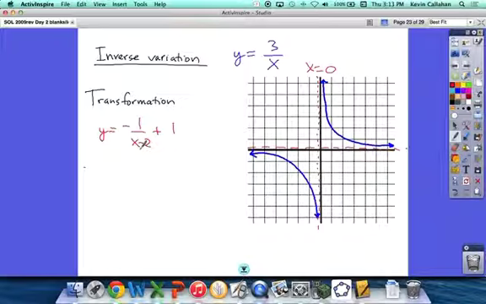It's a flip, right? Which means it would take this branch and flip it to the fourth quadrant. It would take this branch and flip it to the second quadrant, right? So if I was going to sketch it, I would sketch over 2, up 1, and then I would draw my 2 branches like this, based on those dashed lines. Okay.